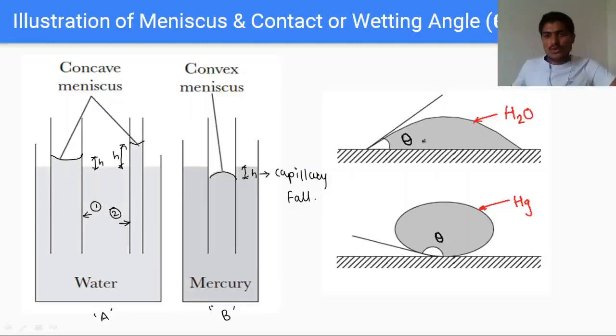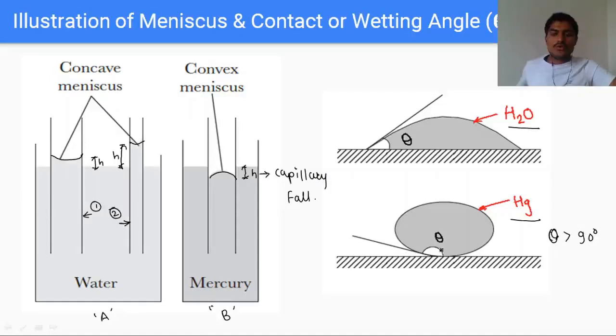So look again at this diagram. Here we have considered, let us say this is the surface and on which we have put one drop of water. Therefore, I have written here H2O. And here again there is one surface over which we have put one drop of mercury. So mercury will not wet this surface. Why? The reason we have already discussed in that point of differentiation. If this wetting angle is greater than 90 degrees, so here if you look, you will get to know here theta is greater than 90 degrees.